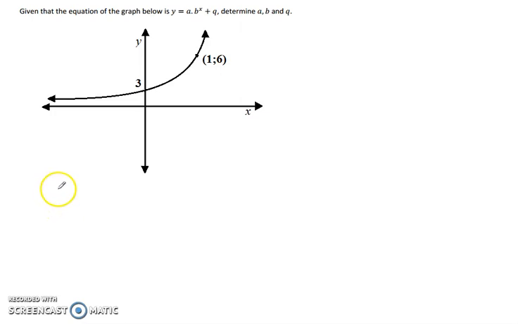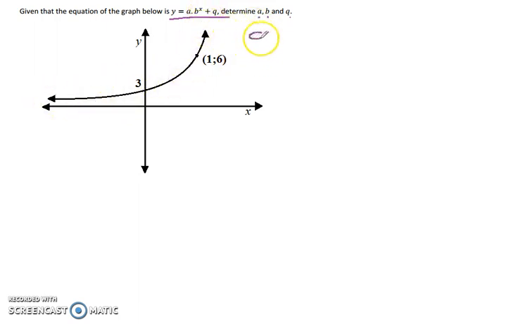Welcome, welcome. I found a question that asks us to determine the equation of a graph, and the formula is given to us as y equals a times b to the power of x plus q. We need to determine what a is, what b is, and what q is. Now, we can see by the shape of the graph, and also by the fact that x is in the exponent position, that this is an exponential graph.